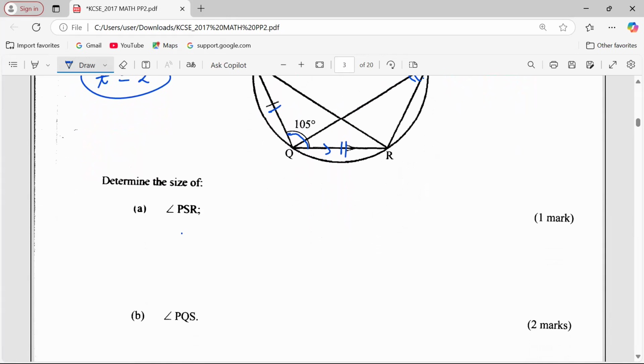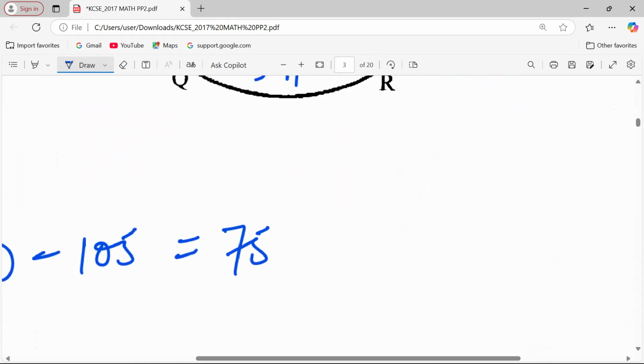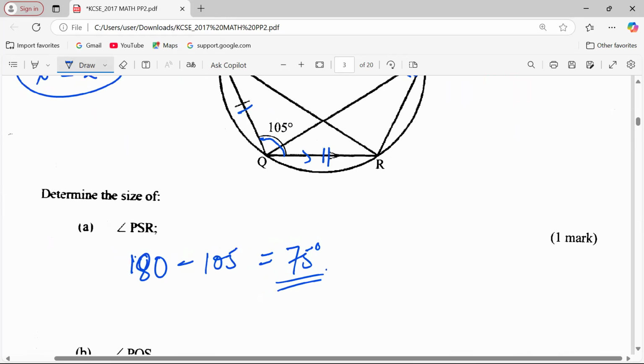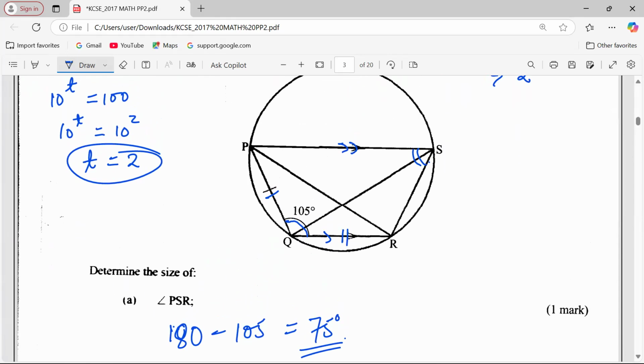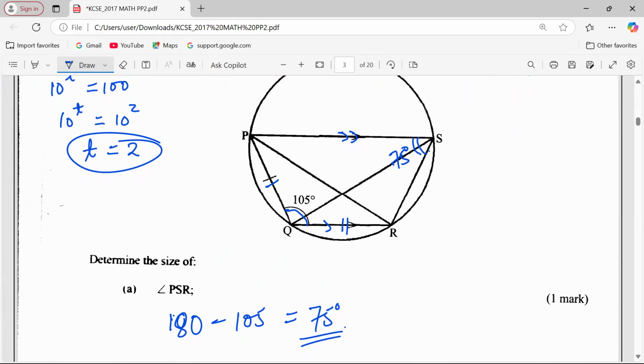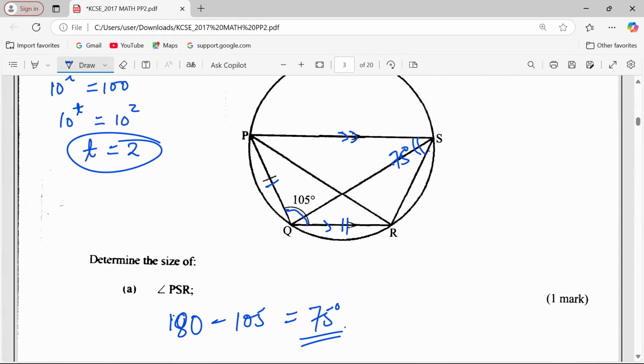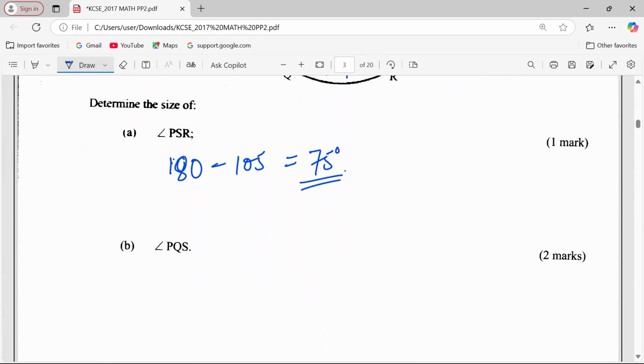So when we take 180 and subtract 105, we should get 75, which is the size of the angle here. The whole of this is 75 degrees. Again, there are some angles here that we can still continue finding.